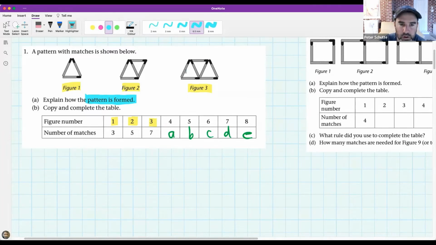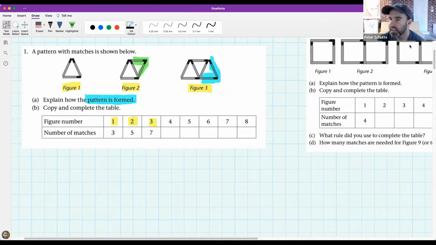You move 2 steps. Yeah. So you're basically adding 2 extra matches, right? So for this one, we added those 2. For this one, we added those 2. And at the very beginning, we started with 3. So we're basically adding 2 each time. Yes, that is perfect. Thank you very much.